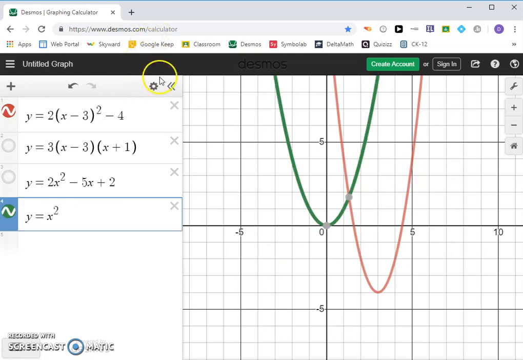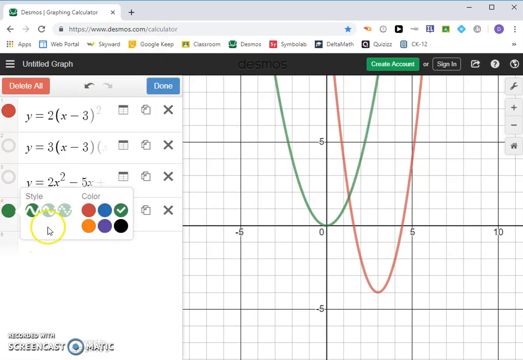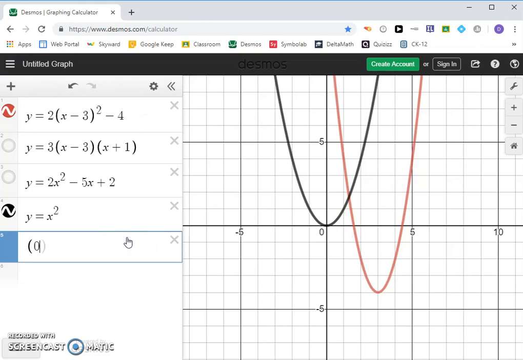Plain Jane parabola. Let me just make it black. I want you to notice something about that parabola. Its vertex is right there at the origin, 0, 0. And I want you to notice that when you go to the left or to the right, it jumps up by 1. In fact, I'll label those points. It's going to be at -1, 1, and at 1, 1. When you go from the vertex, you jump up by 1 each time.